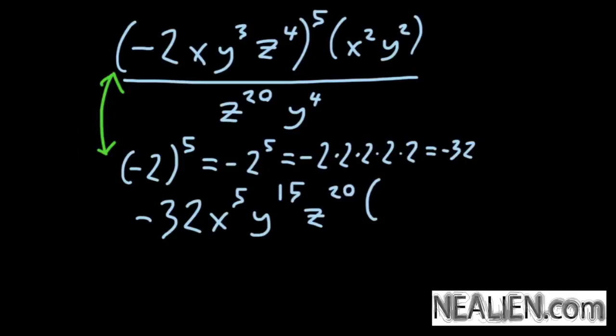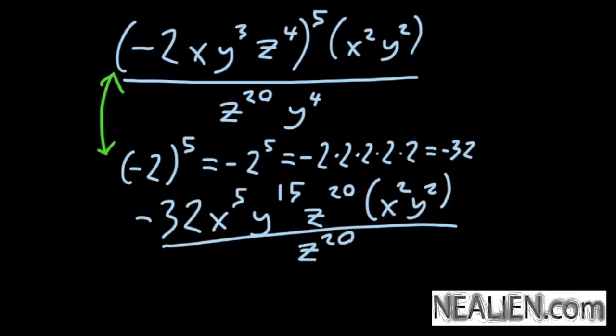Now we write what we have on the right side, and I'm going to write the bottom of the fraction now. We see that the z to the 20 over z to the 20 cancels out because you're dividing something by itself. And you've also got y to the 15 over y to the 4th. The y to the 4th cancels out, and you subtract the exponents. 15 minus 4 is 11.